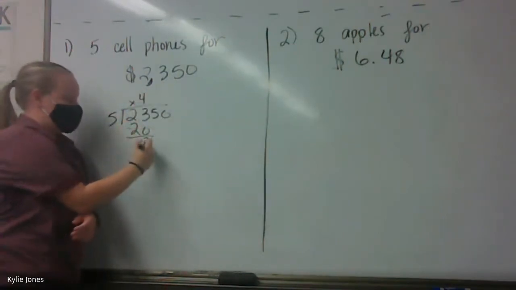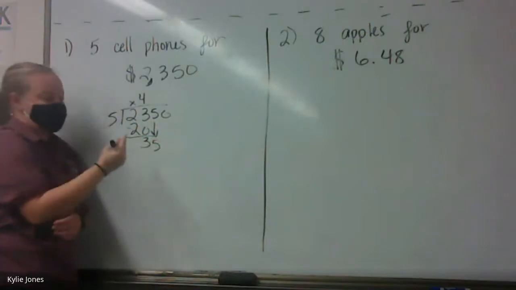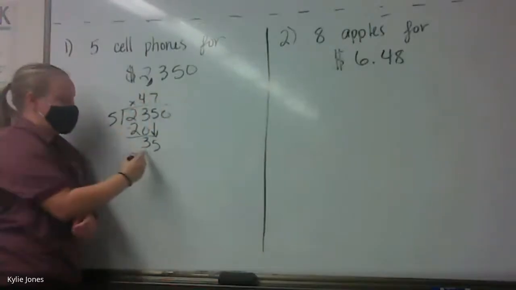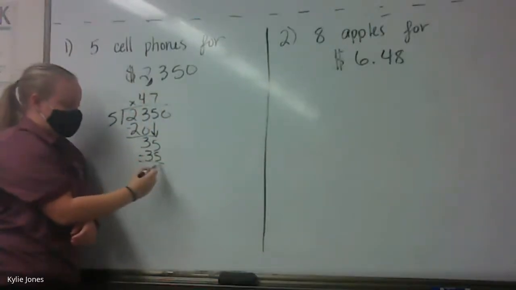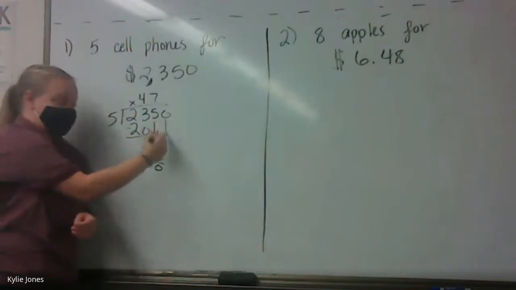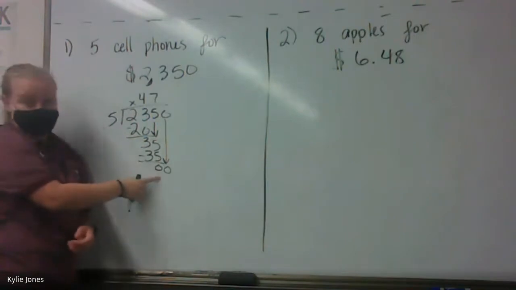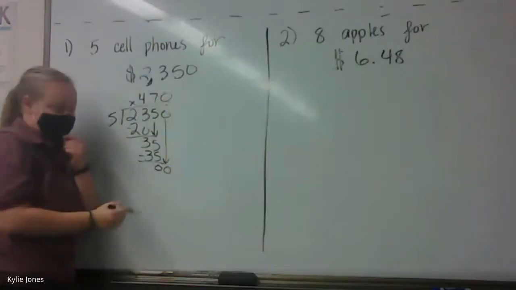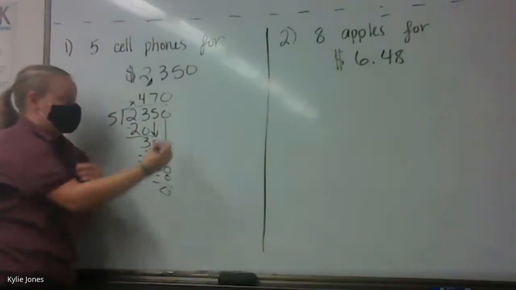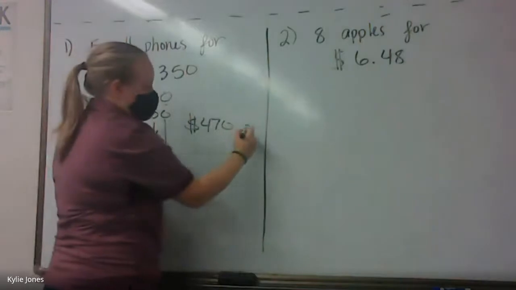Subtract, you get 3. Drop down the 5. Does 5 go into 35? Yes, 7 times. Subtract, get a 0. But we're not done. If you got 47, you just didn't finish the problem. You still gotta drop down your last 0. How many times does 5 go into 0? 0 times. So you gotta remember that 0 up there as well. Okay, so our answer is $470 per cell phone.